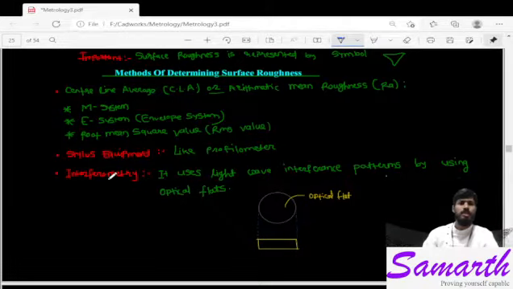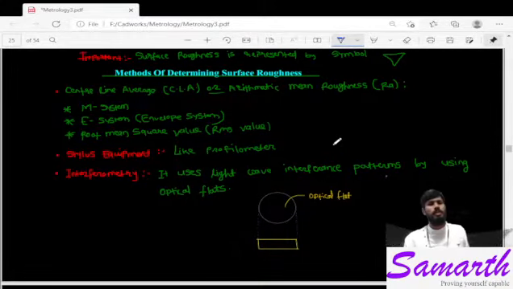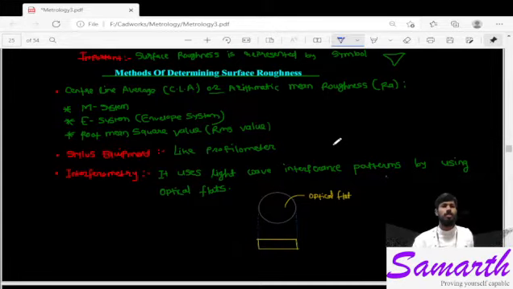Better we will discuss the methods of determining surface roughness in the next lecture. We are done with angular measurement and thread measurement. There are three methods of determining surface roughness: the centerline average method or arithmetic mean roughness, the stylus equipment as the second, and interferometry. This interferometry I will discuss in great detail. So we will start the surface roughness measurement methods in the next lecture.